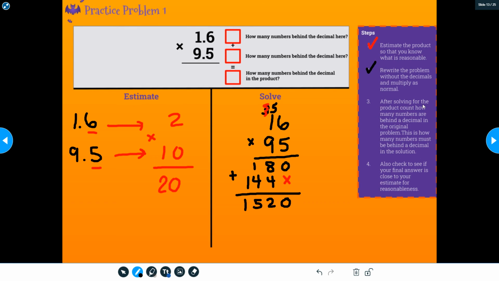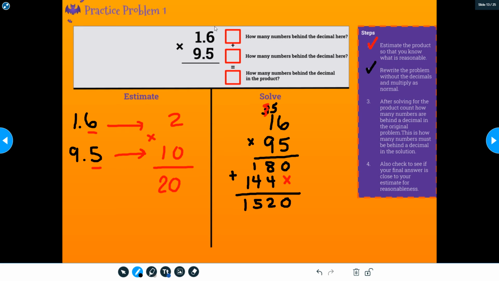Step 3 says, after solving for the product, count how many numbers are behind the decimal in the original problem. This is how many numbers must be behind the decimal in the solution. So what we're forgetting to do is put the decimal back. We took the decimal out, but now we have to put the decimal back. And if we do that correctly, then it should be close to 20.